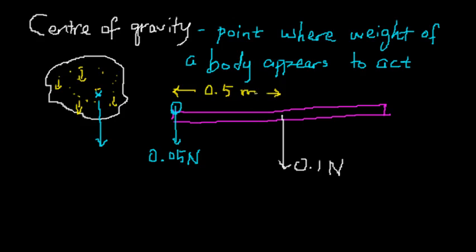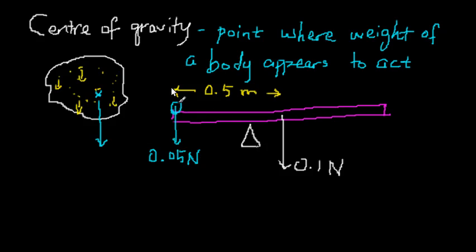So now what I'd like to do is to find the center of gravity. So I want to find a point where the weight appears to act. So I don't know where it is. So let's imagine that it's somewhere there. Okay, I just imagine a place. Maybe a bit closer to the weight of the ruler, because the weight of the ruler is a bit heavier than the weight of the plasticine. Okay, so suppose that's the center of gravity.